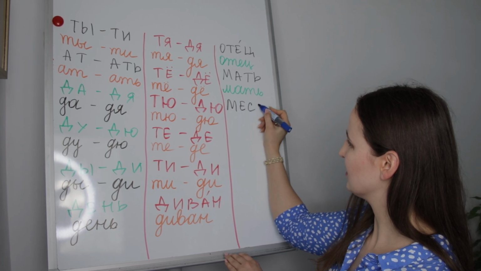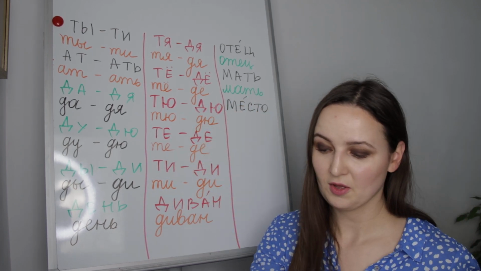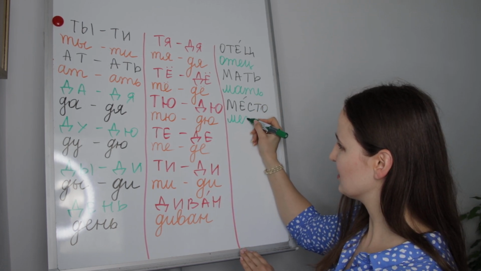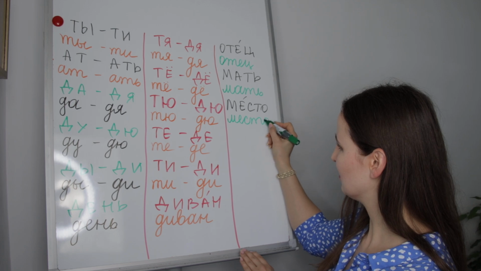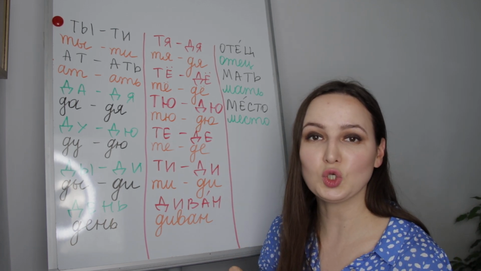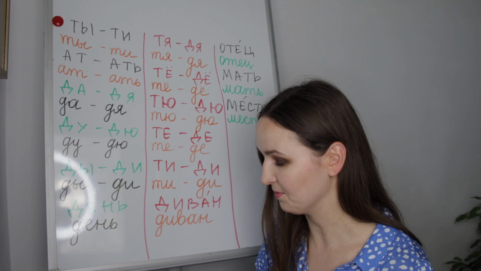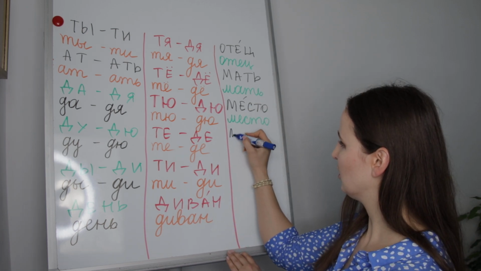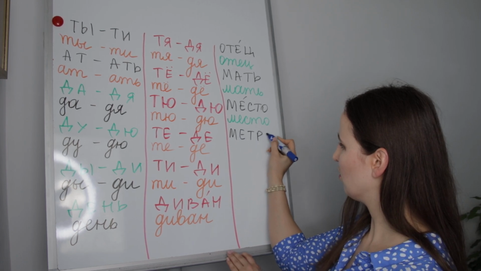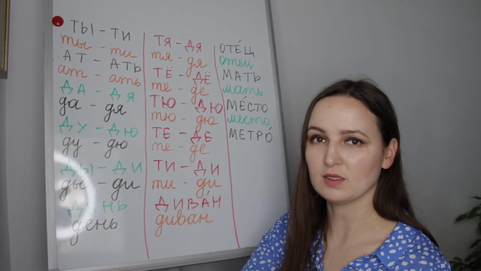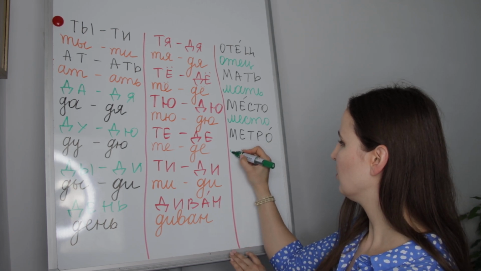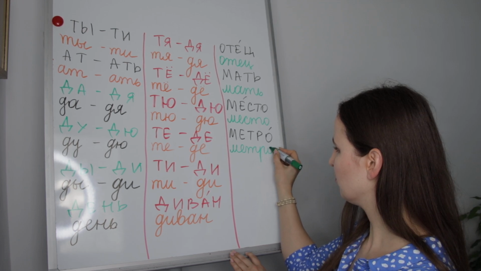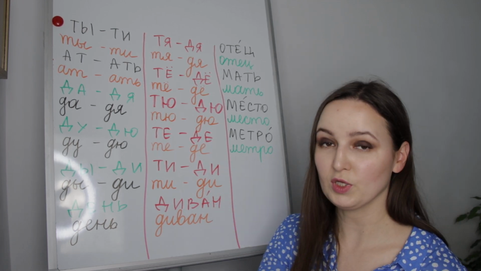Следующее слово место. Место is a place. Let's write it cursive. Место. Place or seat. Метро. Metro is an underground, a metro. Метро.